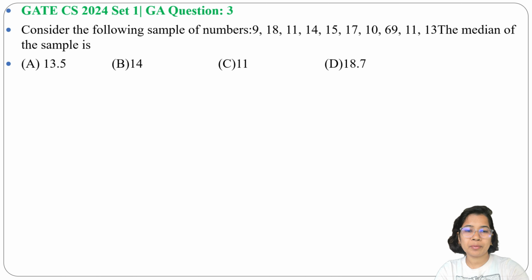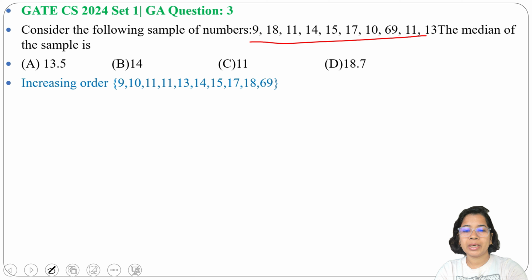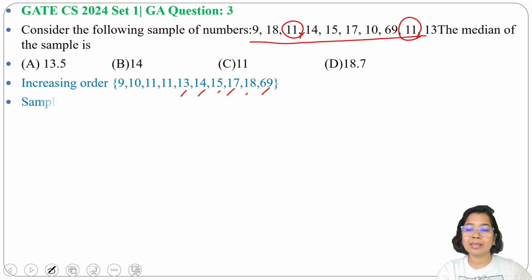So first step we need to write this in increasing order. So first will be 9, 10, 11, 11. There are 2 11s, then 13, 14, 15, 17, 18, 69. So here 10 numbers are present. So sample size is 10.